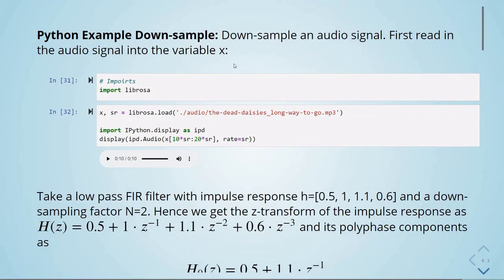So here's a Python example, downsample. We will downsample an audio signal. In this case it is the great rock song Long Way to Go from the band called the Identities. And what we're doing is using librosa to load this mp3 file into this variable x, and then we're playing, using IPython display, just 10 seconds of the song shifted 10 seconds from the beginning. So this is how the song sounds.